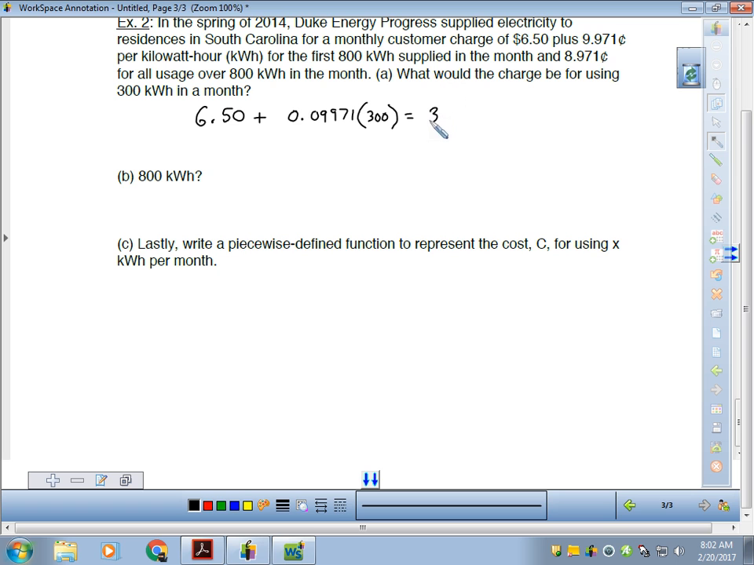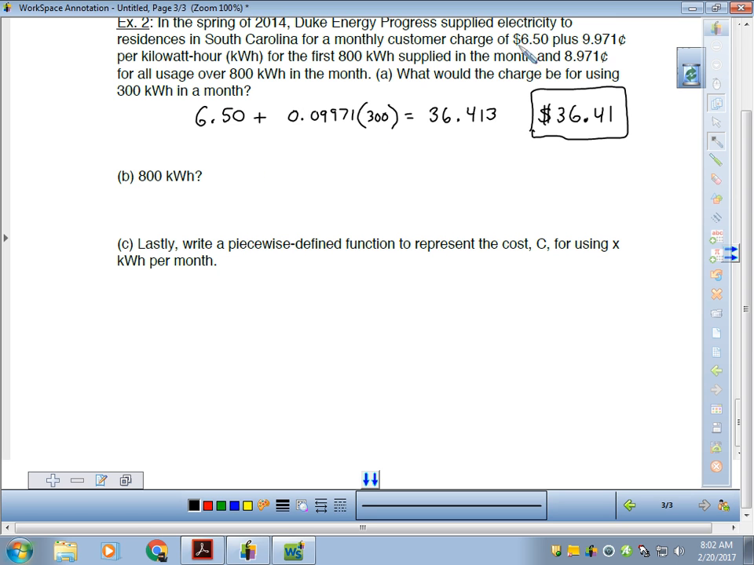So that gives me 36.413, which in money you usually round to 2 decimals, so this is 36.41. So it would cost you $36.41 if you used 300 kilowatt hours. Okay. Part B asks, what if you used 800 kilowatt hours?